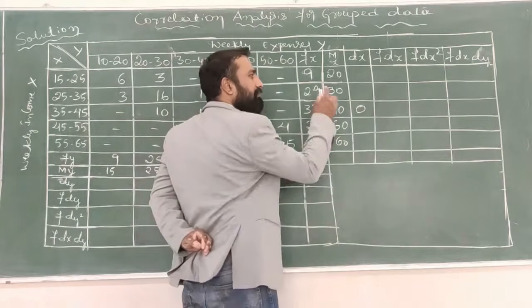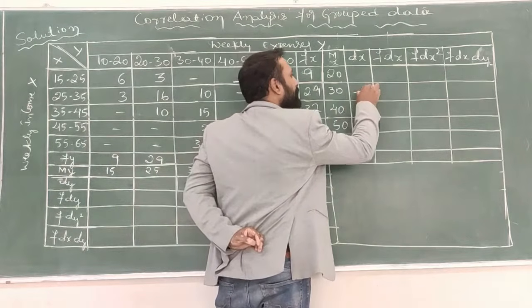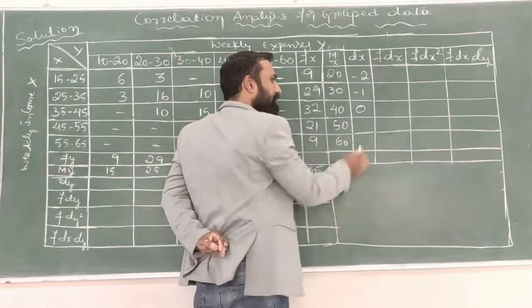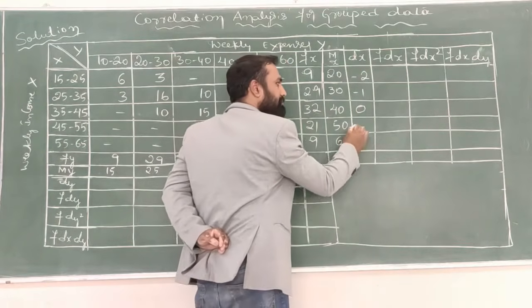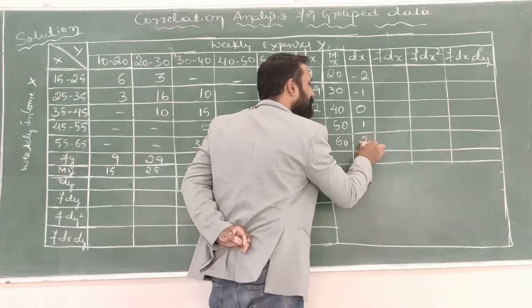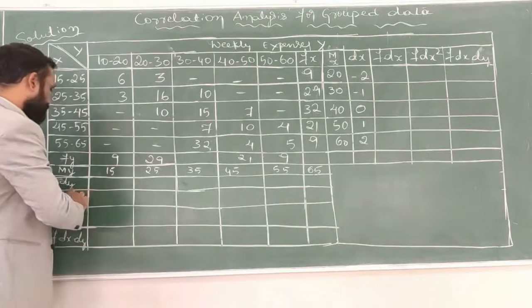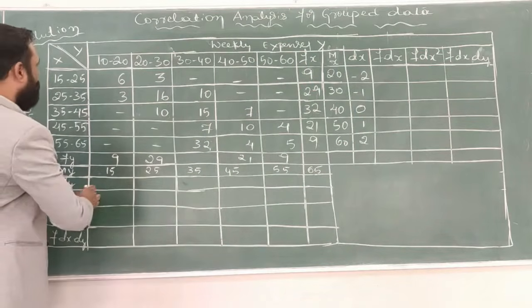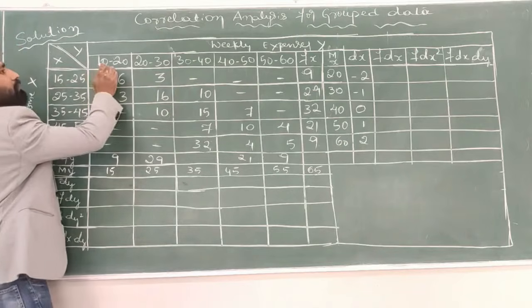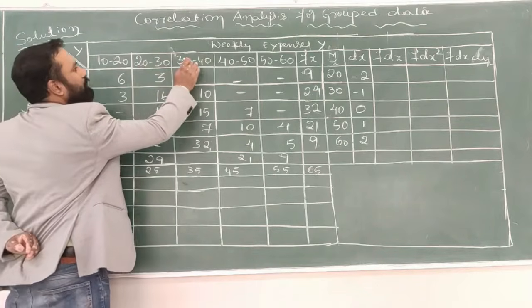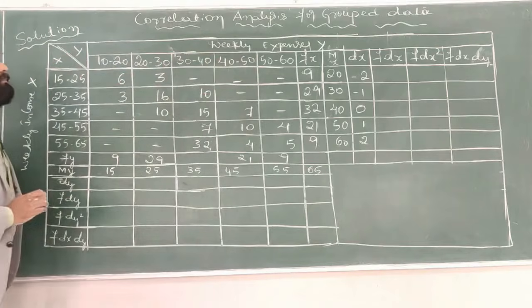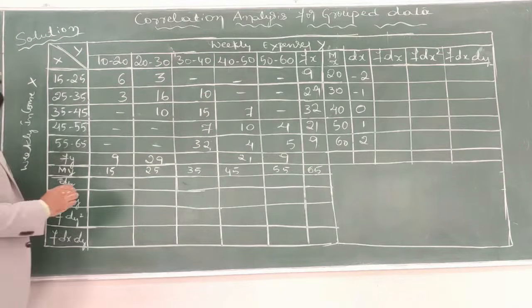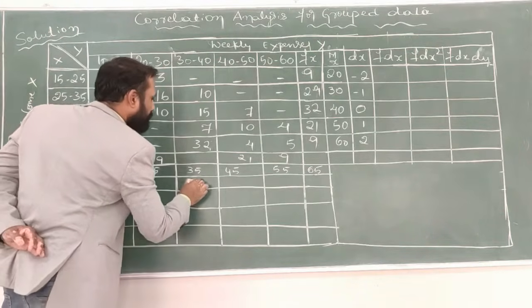The preceding values we have to take as -1 and -2. The succeeding values we have to take as +1 and +2. Same as it is in the dy also. How many values in the dy? Y variable 1, 2, 3, 4, 5. 5 values in the y variable. The mid variable we have to take as 0.